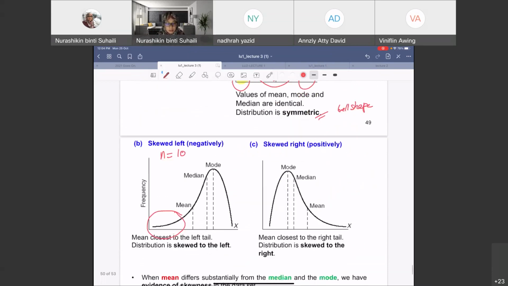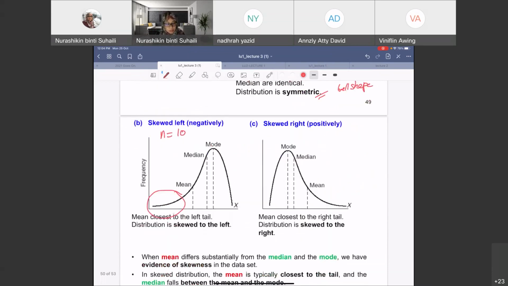But when we have this kind of skewed left, skewed negatively, now you can see that the mean, median, and mode are not at the same point. You can see that the mode is, of course, the peak one, because this one refers to the frequency. So the peak is always the mode, right? And you can see that the mean value is less than the mode, because the mean is always referring to the middle point of the distribution.